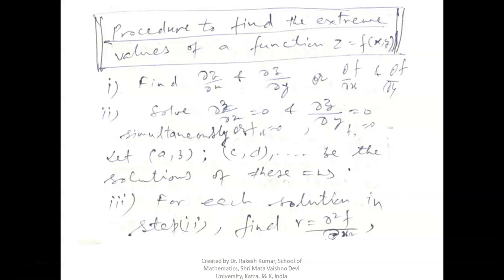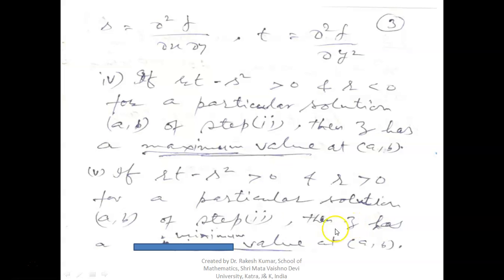So for each solution in step 2, find these values r, that is del square f upon del x square, s equal to del square f upon del x del y, t equal to del square f upon del y square. If rt minus s square is greater than 0 and r less than 0 for a particular solution (a,b) of step 2, then z has a maximum value at (a,b). If rt minus s square is greater than 0 and r greater than 0 for a particular solution (a,b) of step 2, then z has a minimum value at (a,b).